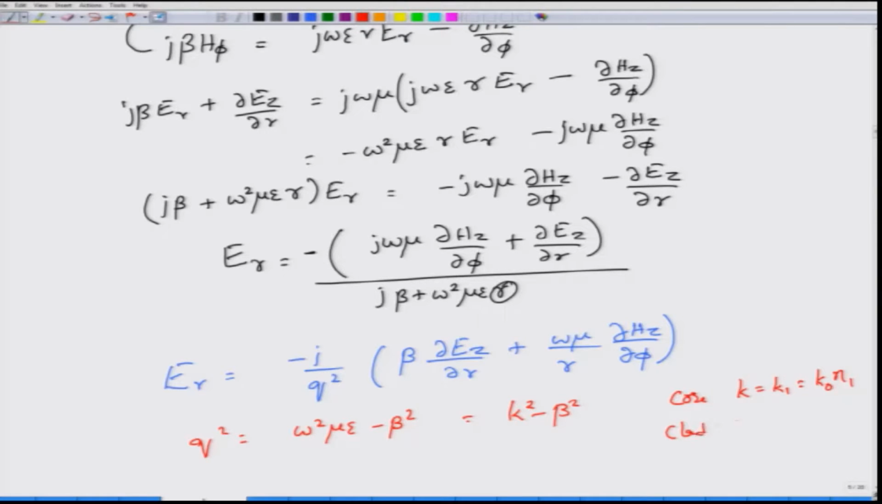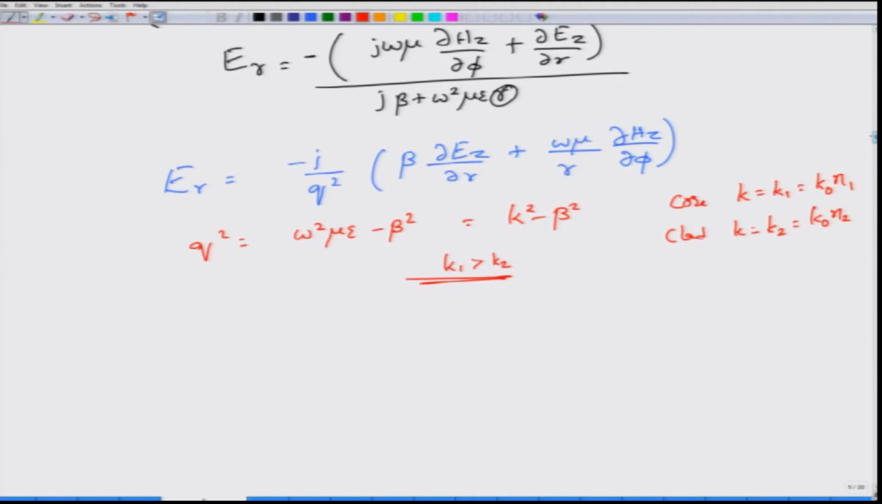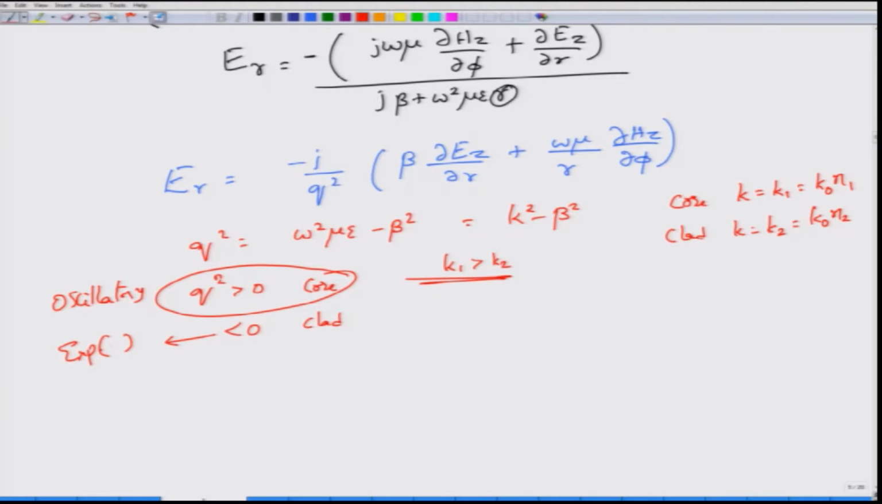Whereas, in the clad region k is equal to k2, which is k0 times n2, and clearly k1 is larger than k2 because n2 is smaller than n1. So, these are some results that you will know. If you look at the way q should behave, q square would be positive in the core region and negative in the clad region. Because of this, there will be an oscillatory solution in the core, and because of this nature there would be an exponentially decaying solution in the clad, as we will see later.